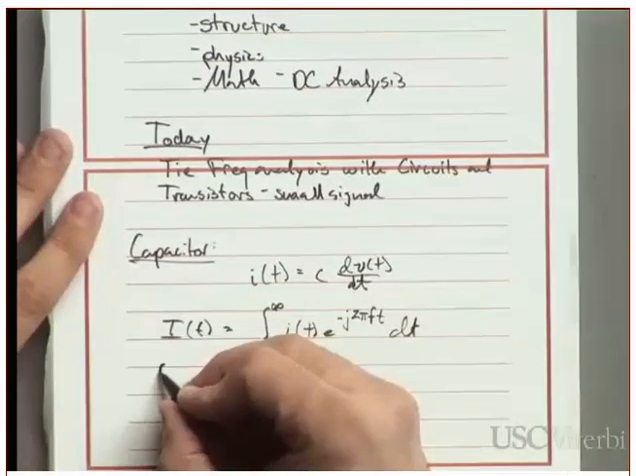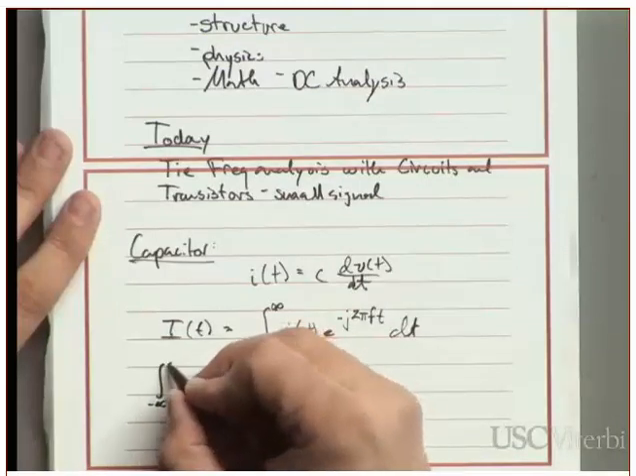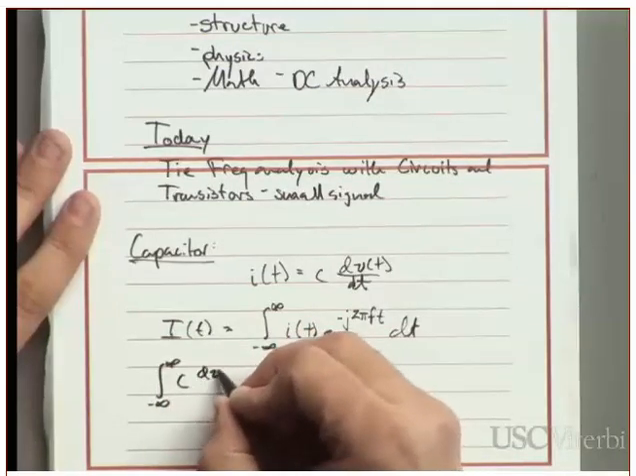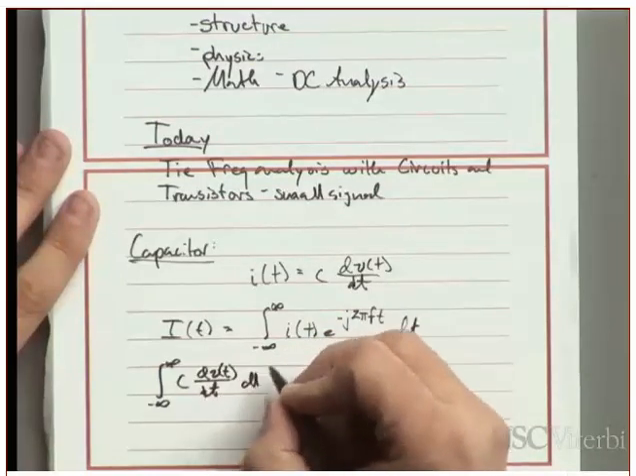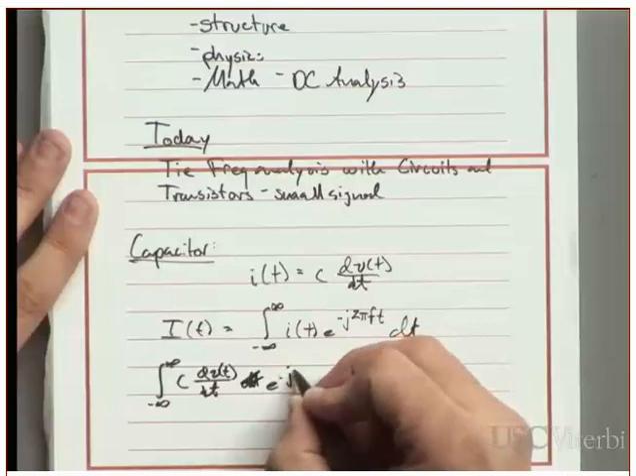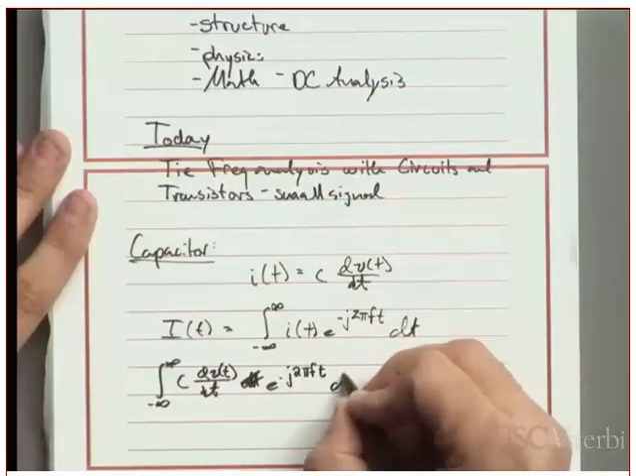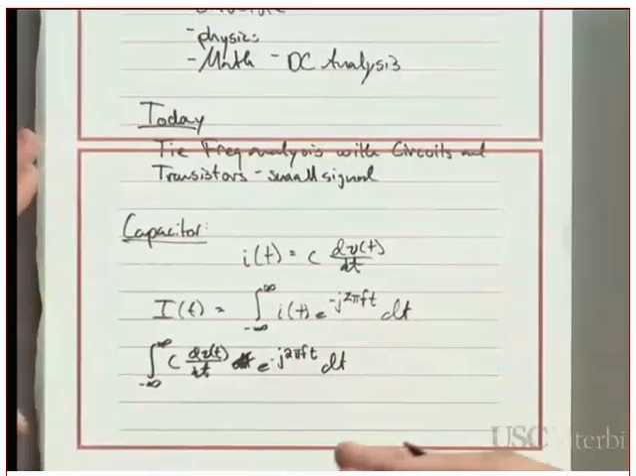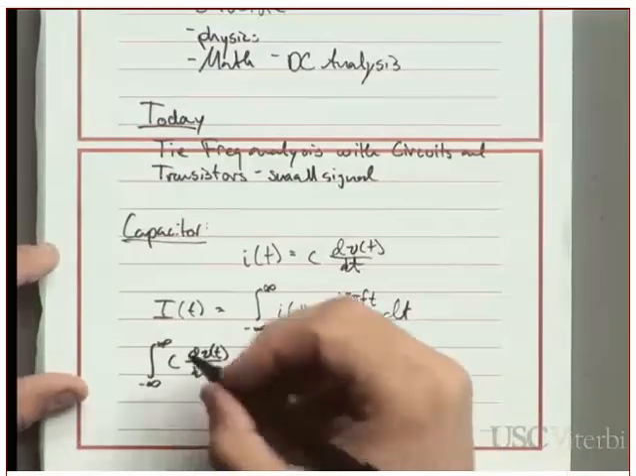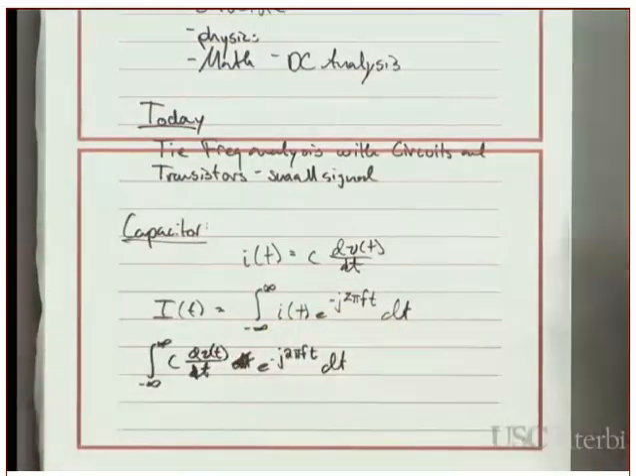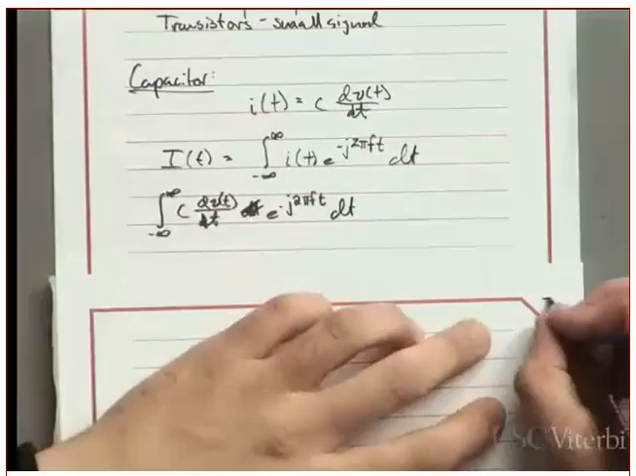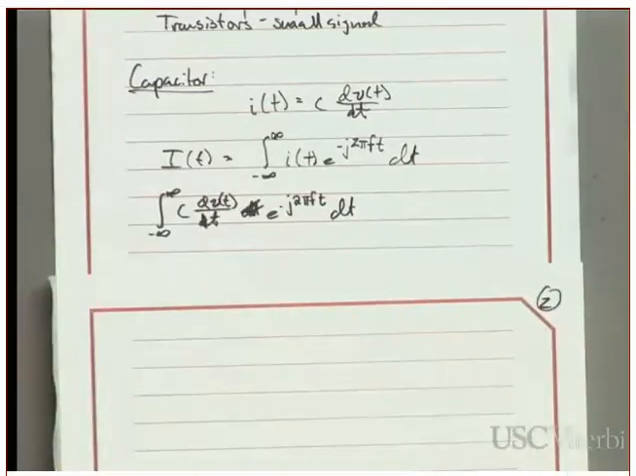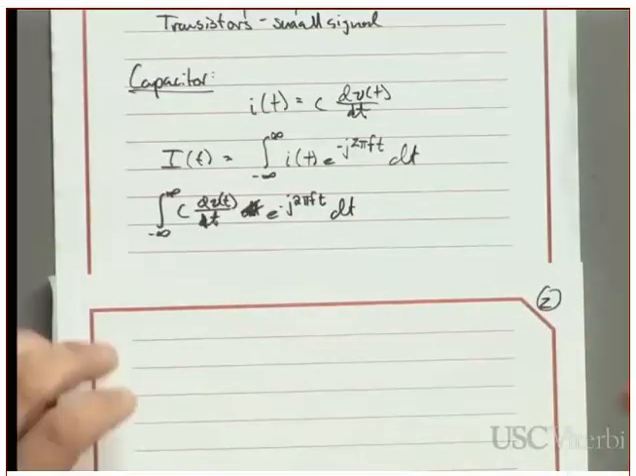When it comes to the right-hand side, I now have the integral from minus infinity to infinity of c times the derivative in time of the voltage, e to the minus j 2 pi f t dt. So now this is a little bit more complicated, and obviously I could jump straight into using one of the properties, but I'm actually going to go ahead and just derive that property really quick. The property that I need is the derivative property for the transform. But it's actually really easy to derive using integration by parts.